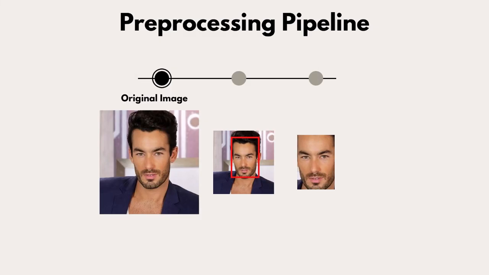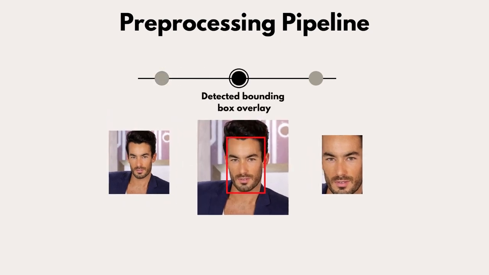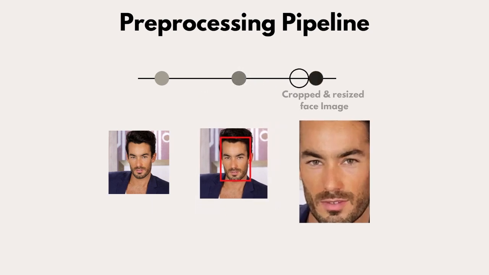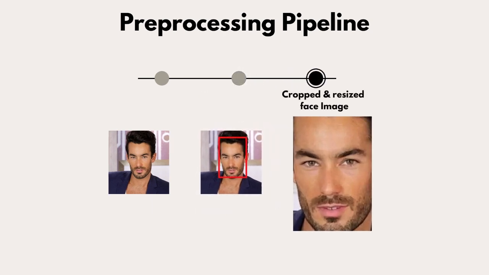Then, all of these images were passed through a pre-processing pipeline. We've used OpenCV's Haar Cascades to detect and crop face regions. These cropped images were resized to 128 x 128 pixels to ensure uniformity before feature extraction.